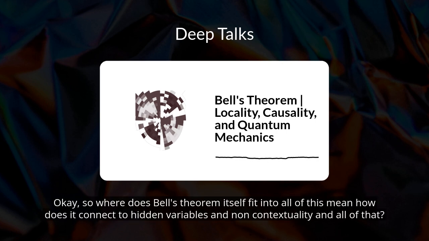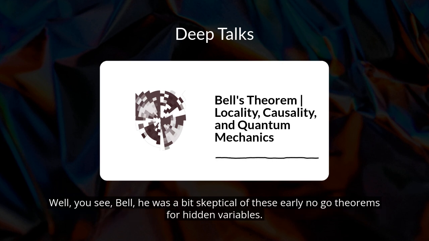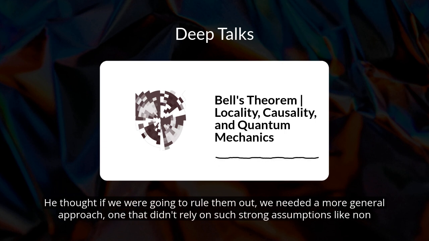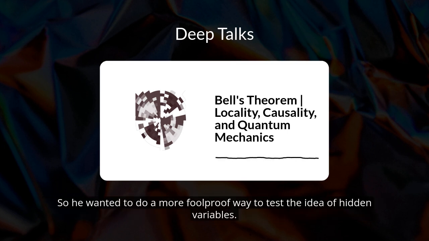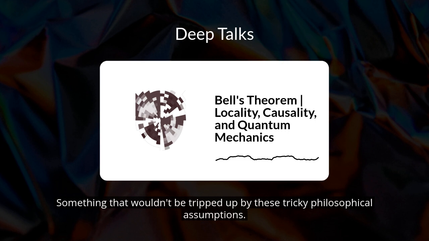Okay, so where does Bell's theorem itself fit into all of this? I mean, how does it connect to hidden variables and non-contextuality and all of that? Well, you see, Bell, he was a bit skeptical of these early no-go theorems for hidden variables. He thought if we were going to rule them out, we needed a more general approach, one that didn't rely on such strong assumptions like non-contextuality. So he wanted a more foolproof way to test the idea of hidden variables, something that wouldn't be tripped up by these tricky philosophical assumptions.